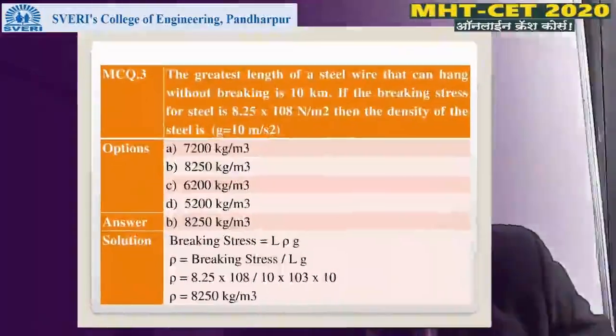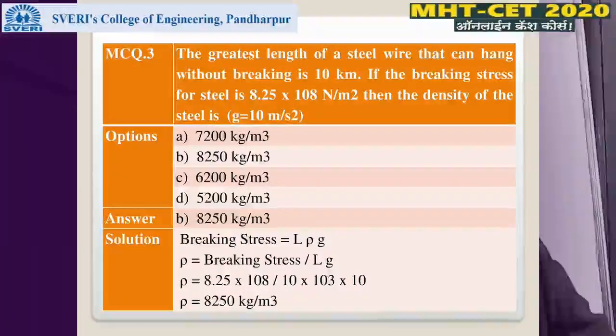Now we move to the third. I will read. The greatest length of a steel wire that can hang without breaking is 10 km. So without breaking, that wire can hang up to 10 km if the breaking stress for steel is, so the value is given here, 8.25 into 10 raised to 8 Newton per meter square. Then the density of the steel we have to determine. Value of G is purposefully given to us, that is 10 meter per second square. So we have to now check the things.